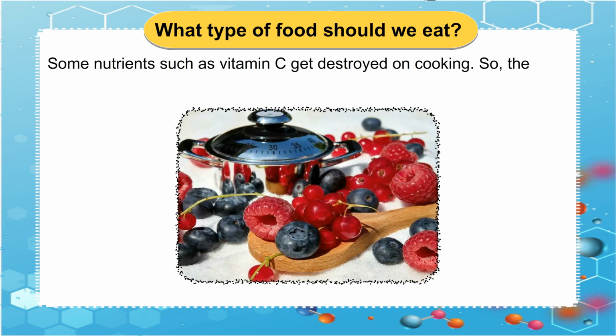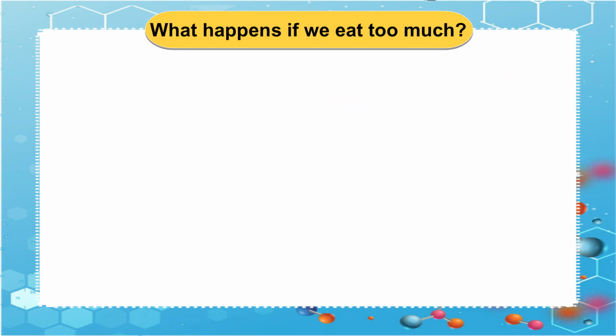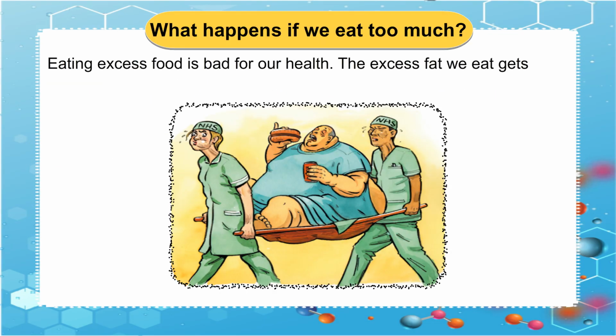Some nutrients such as vitamin C get destroyed on cooking. So, the food containing such nutrients are eaten raw, in the form of salads or fruits. What happens if we eat too much? Eating excess food is bad for our health.